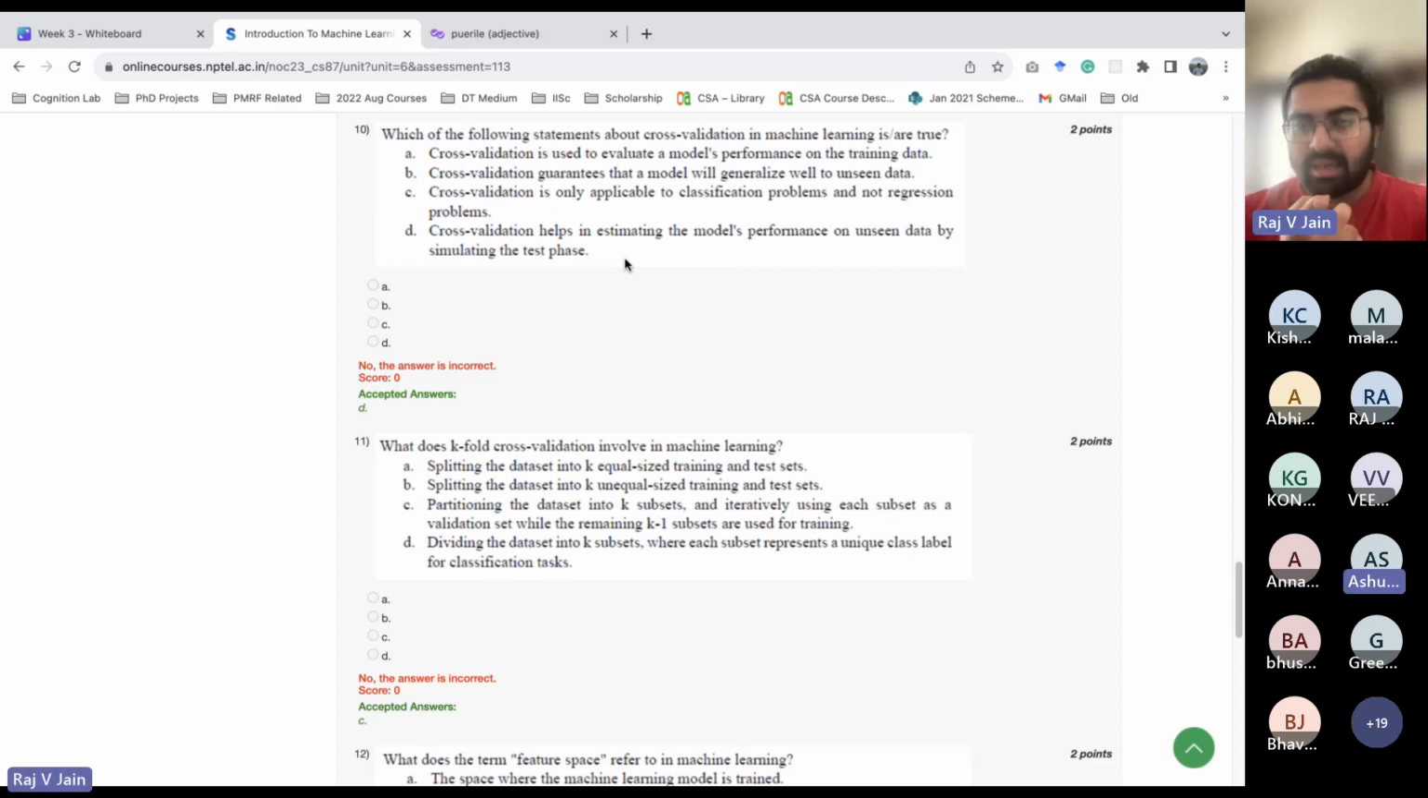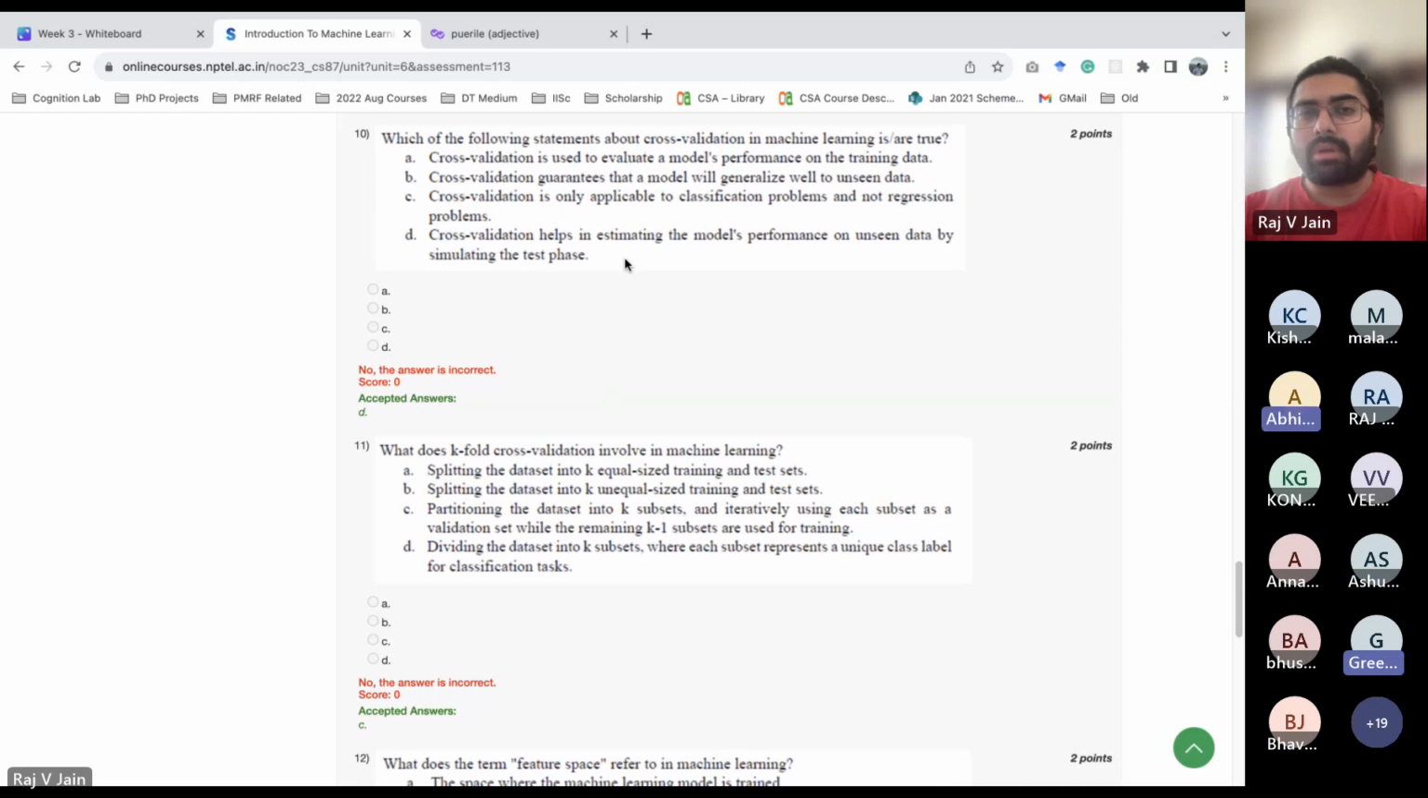But C is saying that it's applicable only to classification problems and not regression problems. Why do you think it's not applicable to regression problems? No, I'm not talking of 10. Sorry, I'm talking of 11, because here you are talking of the K fold. I haven't gone to question number 11 yet. Question number 10, no doubts, right? Question number 10, D is correct. D is the right answer. Anybody else have any doubts on question number 10?